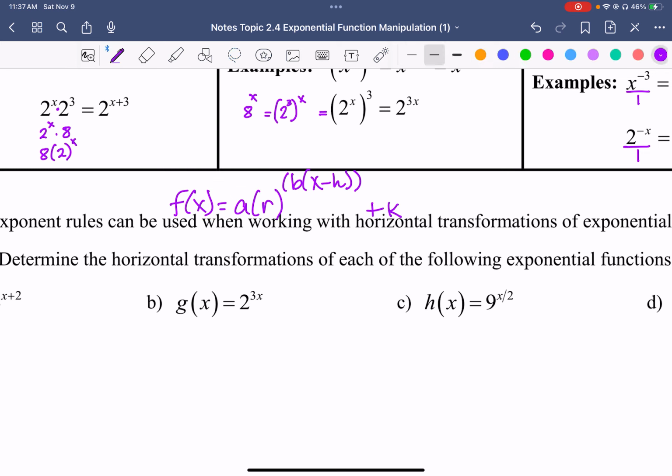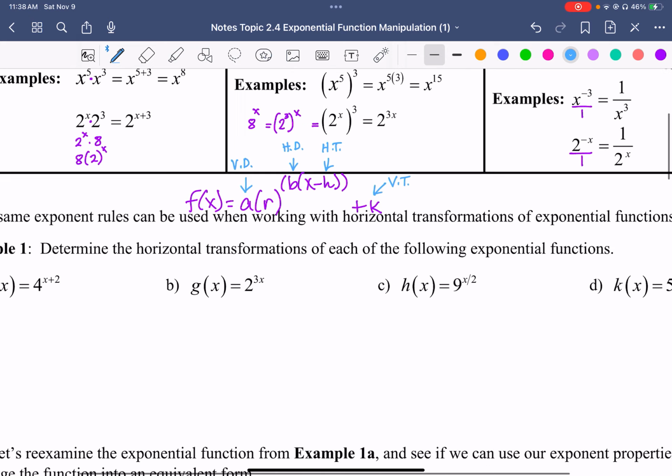Okay, so from lesson 1.12, when we learned transformations, we know that when you multiply on the outside, you have a vertical dilation. When you multiply on the inside of the parentheses, you have a horizontal dilation. When you subtract or add in the parentheses, you have a horizontal translation. That means you're moving to the left or to the right. And when you add on the outside of the parentheses, you have a vertical translation. So you're moving up or down.